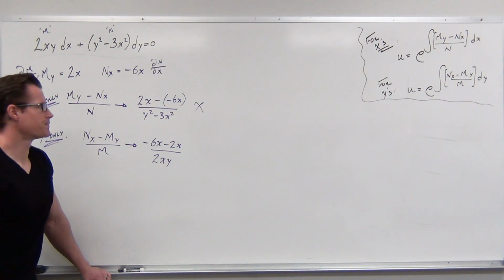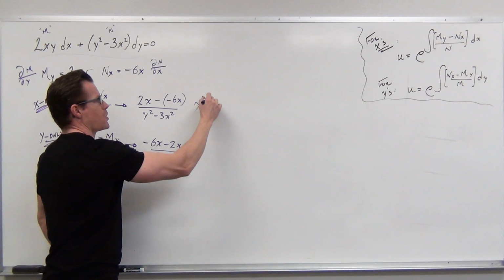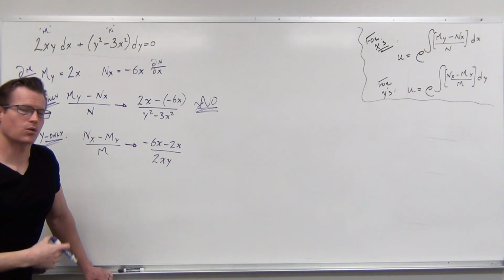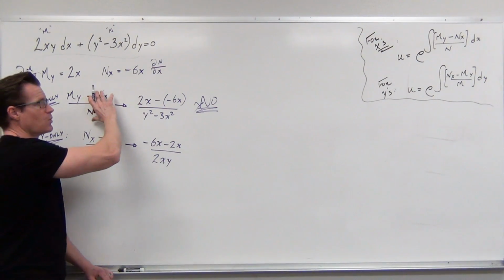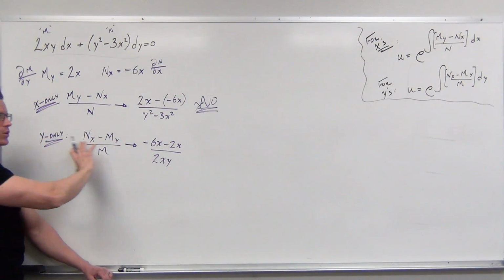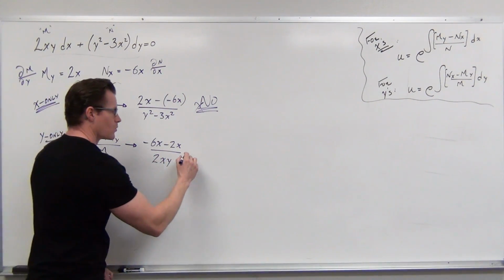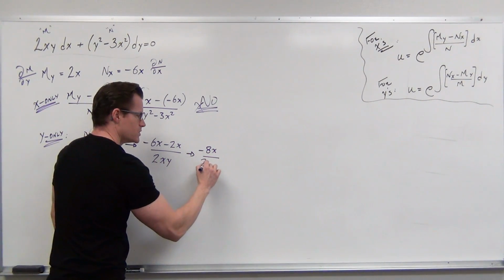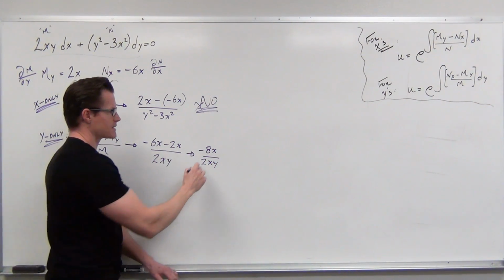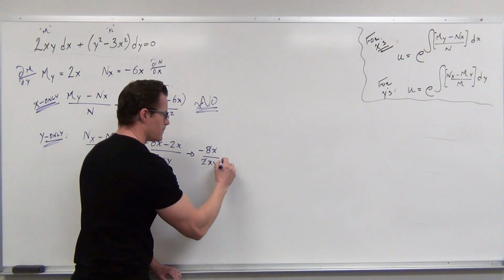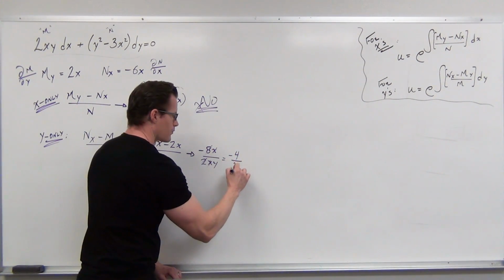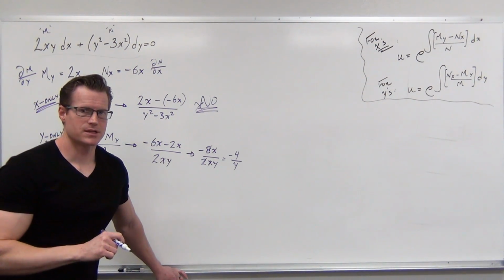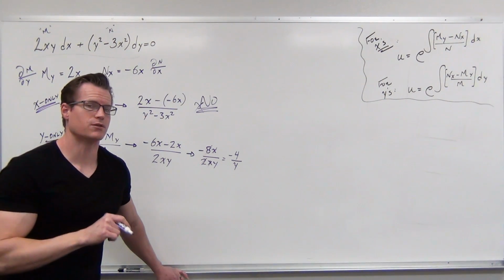Because what we want is for everything except for our y's to cancel. So here you want only x's, here you want only y's. And we see that that's going to work. So this gives us negative 8x over 2xy. Oh my gosh, that's nice. This is negative 4 over y. Now, listen, this is not your integrating factor.